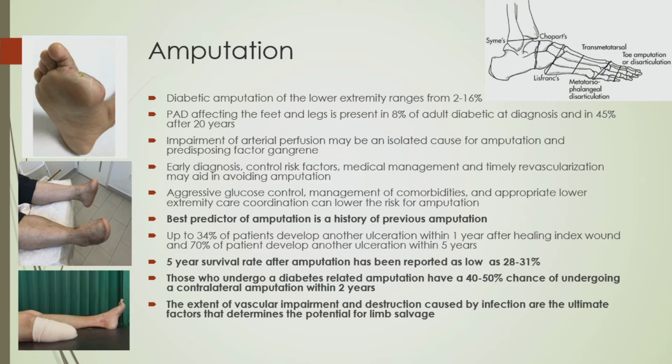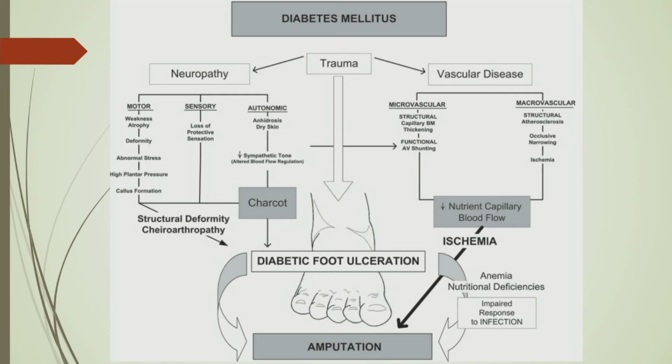The extent of vascular impairment and destruction of tissues by infection are the ultimate factors that determine whether a limb is salvageable. This is a nice chart, basically summarizing the multiple pathways we've discussed that lead to lower extremity amputations.